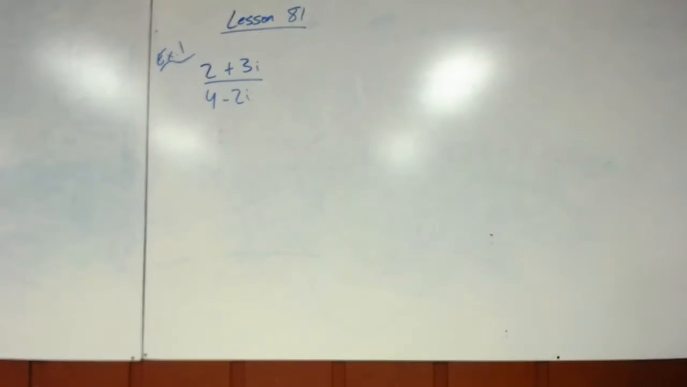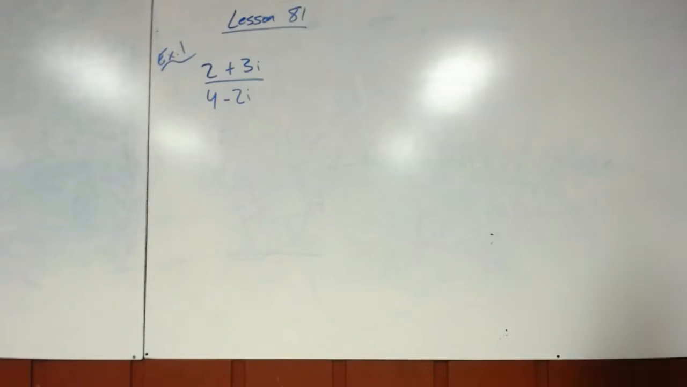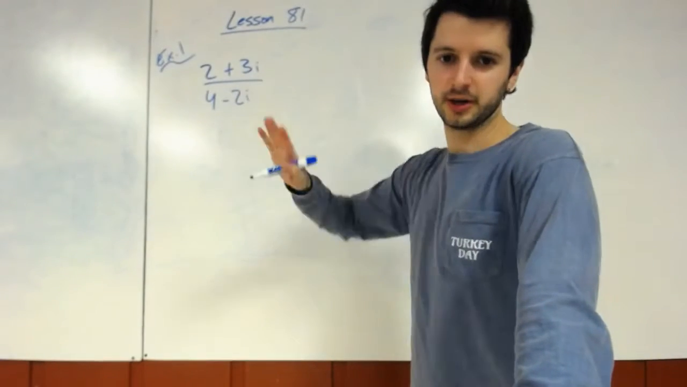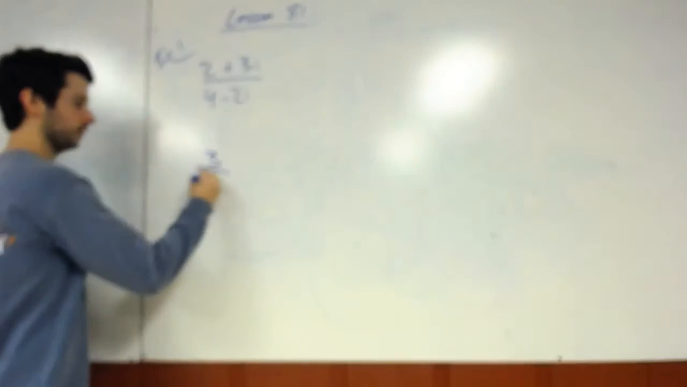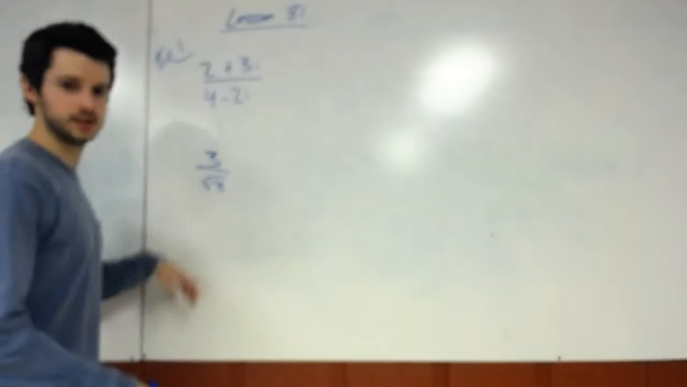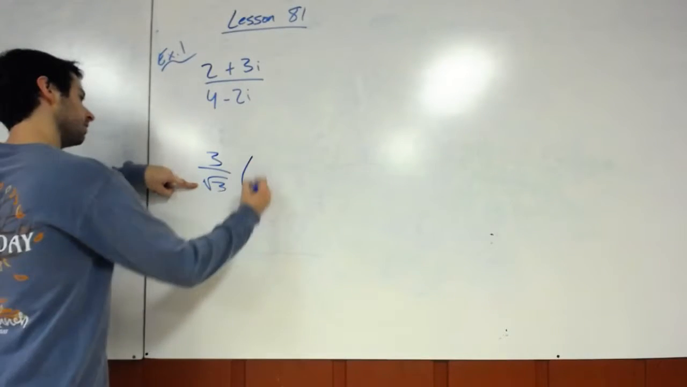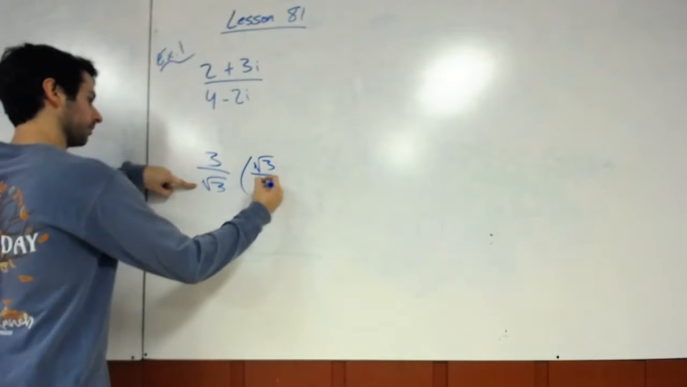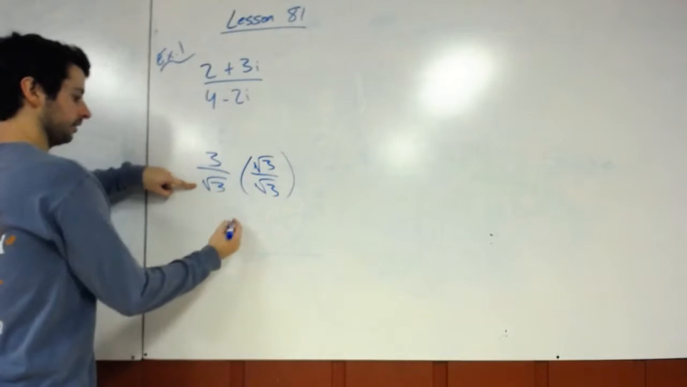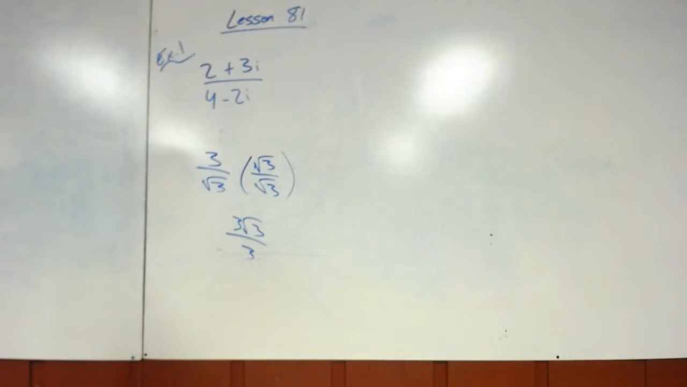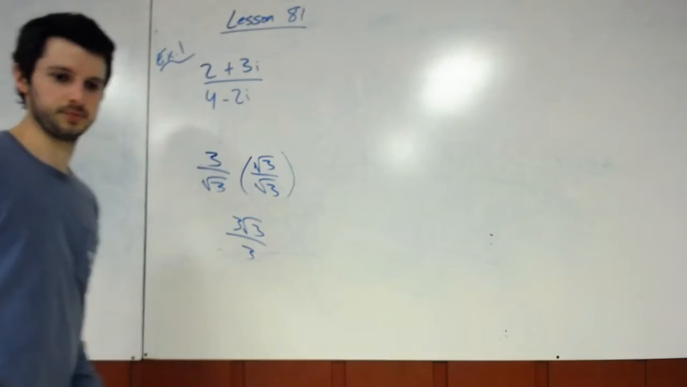In lesson 81, we're going to look at complex numbers. In the past we've talked about how you cannot have a radical in the denominator. So if we had something like 3 over radical 3, we had to change that because we could not have a radical in the denominator. So we multiplied by radical 3 over radical 3 and got 3 radical 3 over 3, when you multiply all that out.